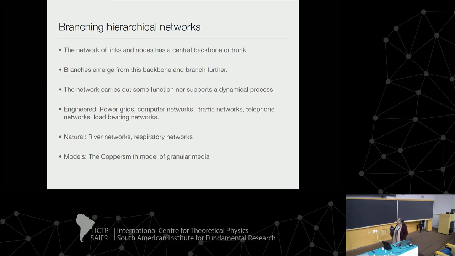When we say branching hierarchical, from the pictures it must be obvious what we mean. We talk of a network of links and nodes that has a central backbone or trunk. Branches emerge from this backbone and branch further. This network will carry out some function or support a dynamical process. We already saw two examples of actual branching hierarchical networks, and there are many examples of engineered networks: power grids, computer networks, traffic networks, which all have this same structure. Now we'll discuss a branching hierarchical network in the context of a specific model. People who work in granular media will realize that this is related to the corpuscle model of granular media.